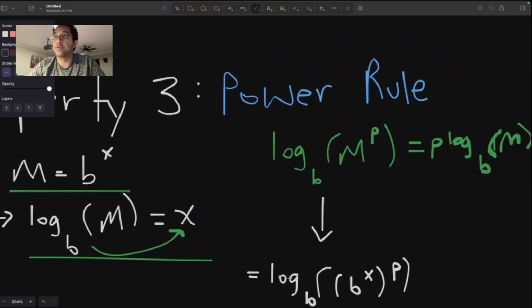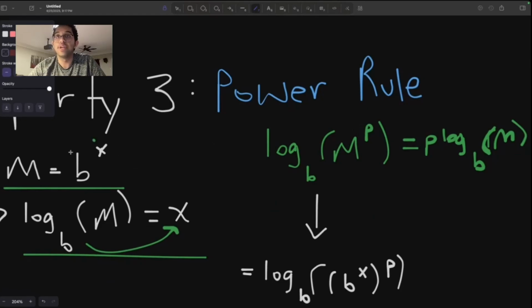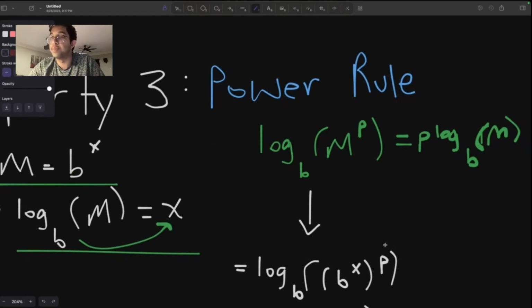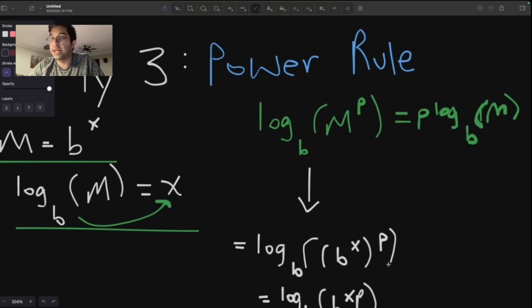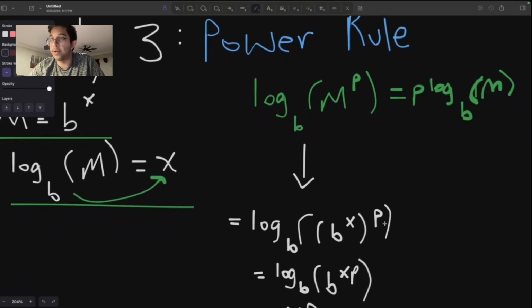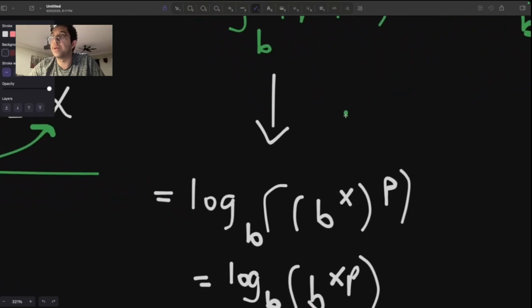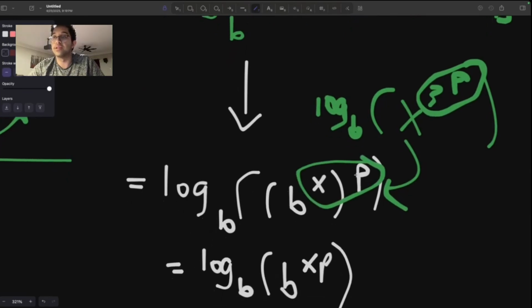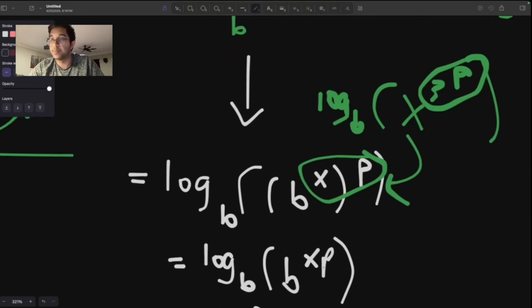So what we will do here is plug in m, since we defined it right here. So we plug in b to the x: log base b of b to the x, to the power of p. Now, we know this is another exponent property, where if you're given x to the power of 3, and then that to the power of p, you can multiply these two exponents. And that is another exponent rule. With that knowledge, we can simply multiply the x and the p to get log base b of b to the x times p.